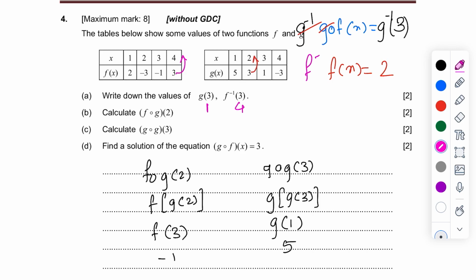Next, apply f inverse on both sides. So f and f inverse get cancelled. So x equals f inverse of 2. When do I get 2 in the f table? 1. So x equals 1.